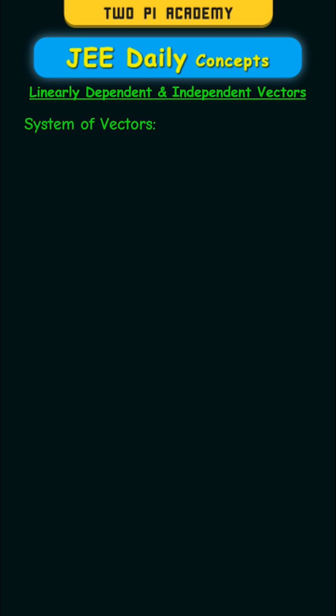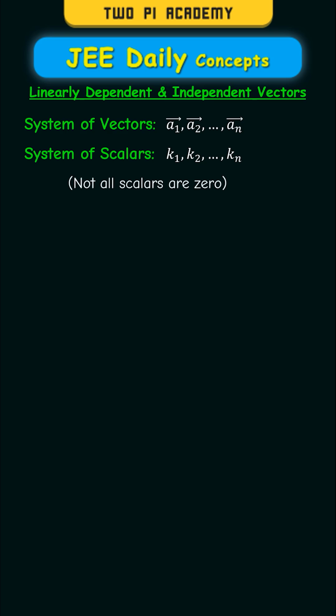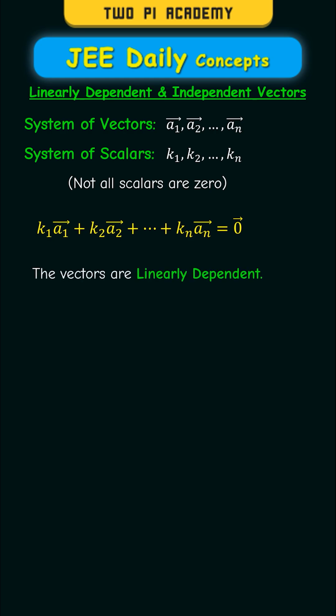Consider a system of vectors, vector a1, vector a2, and so on until vector an, and suppose there exists a system of scalars k1, k2, and so on until kn such that not all of them are zero, and they satisfy the equation k1 into vector a1 plus k2 into vector a2 and so on until kn into vector an is equal to a zero vector. Then these vectors are said to be linearly dependent to one another. Otherwise, they are said to be linearly independent.